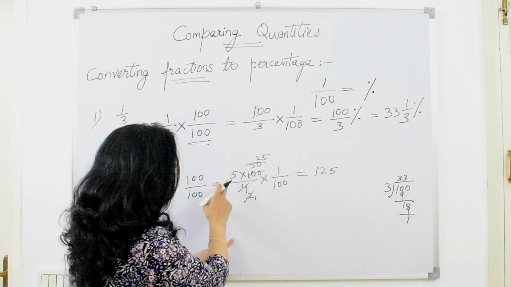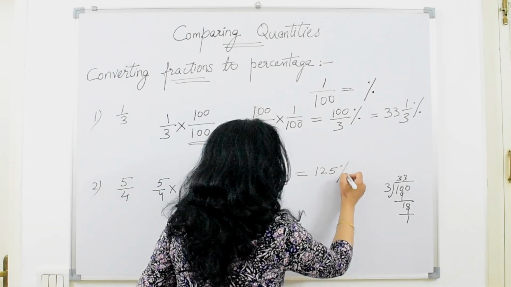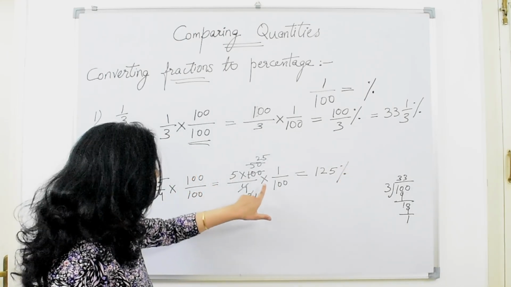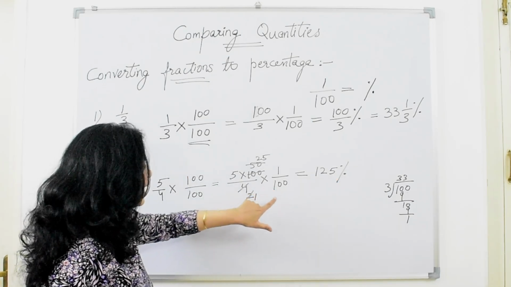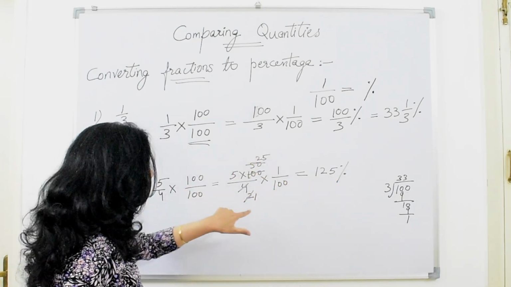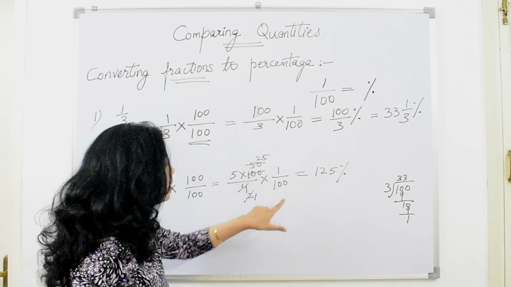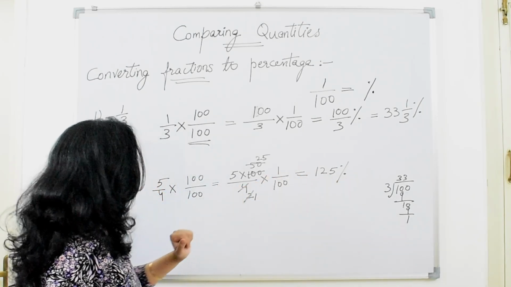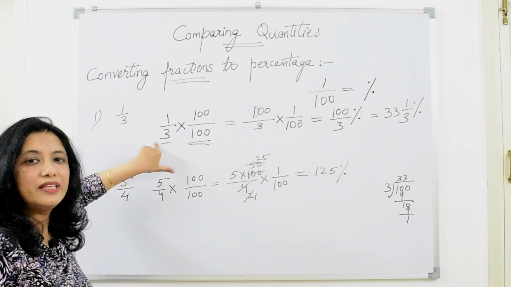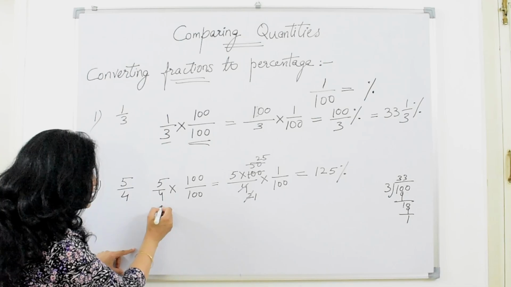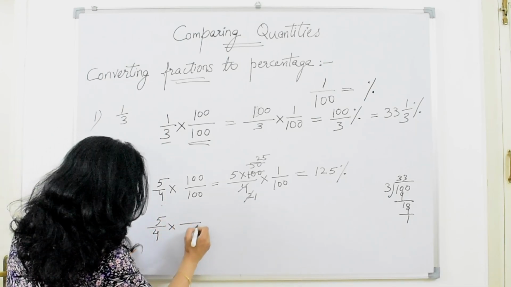So what we get? 125. This 25 multiplied by 5 is 125, and this we can write as percent. We don't have to write the multiplication sign in between. 125 will be from this, and this represents the percentage sign. So this becomes 125%. Now see, in this case, if we multiplied any number by 3, we don't get 100. But in this number, we can get 100 if we multiply like this.